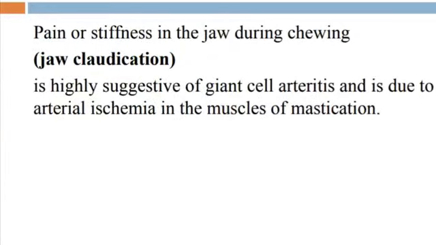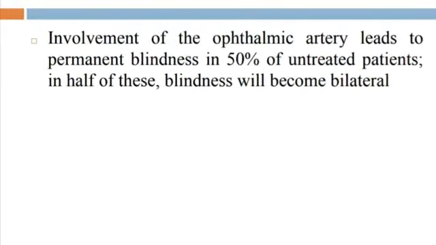The pain or stiffness in the jaw during chewing is called jaw claudication. It is highly suggestive of giant cell arteritis and is due to arterial ischemia in the muscles of mastication. The involvement of the ophthalmic artery leads to permanent blindness in 50% of untreated patients. In half of those patients, blindness will become bilateral.